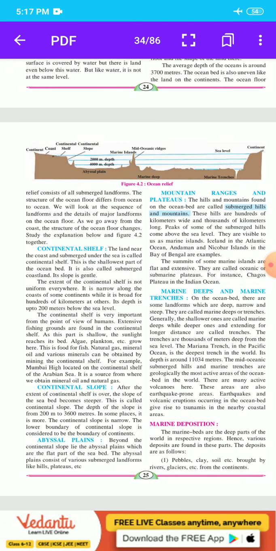This is the shallowest part of the ocean bed. Here, see in figure 4.2, this is the shallowest part of the ocean bed. It is also called submerged coastland. Its slope is gentle. The extent of the continental shelf is not uniform everywhere. It is narrow along the coast of some continents while it is broad for hundreds of kilometers at others. Its depth is up to 200 meters below the sea level.